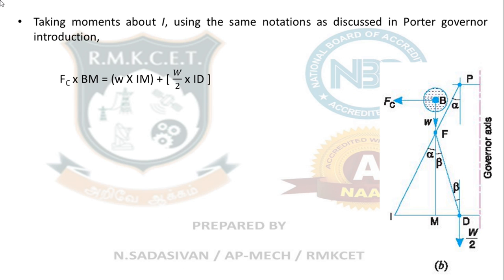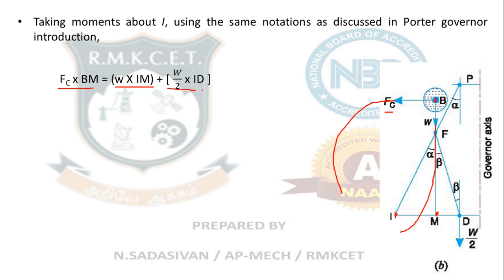Now let us take moment about this. From here, the leftward pointing force Fc is at a distance of BM, correct? So Fc into BM equals, what are all the rightward pointing forces? W into IM. It is taken in the direction of rotation. If you see with respect to this, how does this rotate? It will go around in anti-clockwise direction, but this will go around in clockwise direction. That's why we are taking these things on the right side.